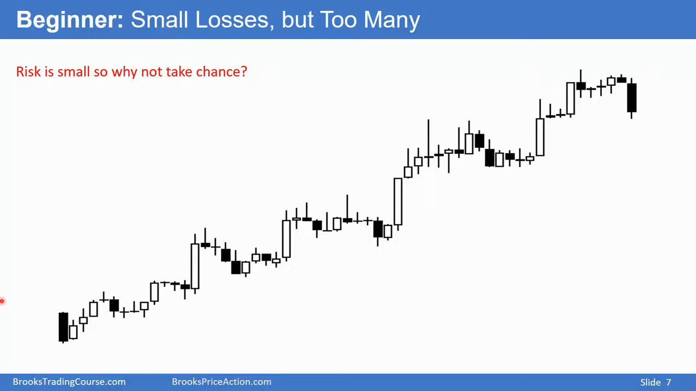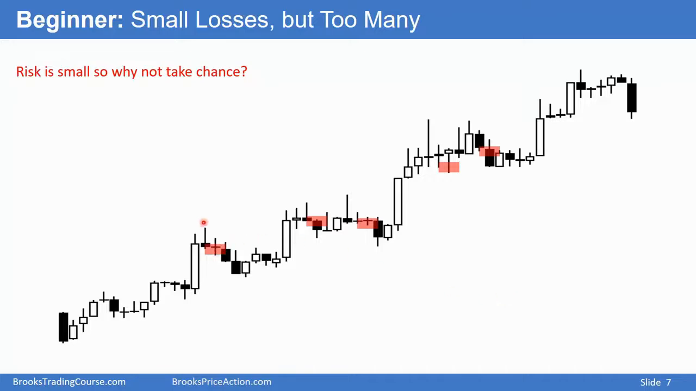Here's another example. We have a bull trend with lots of wedges. 1, 2, 3. You can keep drawing wedges all day long. 1, 2, 3. Failed breakout above a high. The second entry short, maybe a wedge. 1, 2, 3. Second entry short here. Yet they're all losers. However, the beginner says, well, the risk is not big.